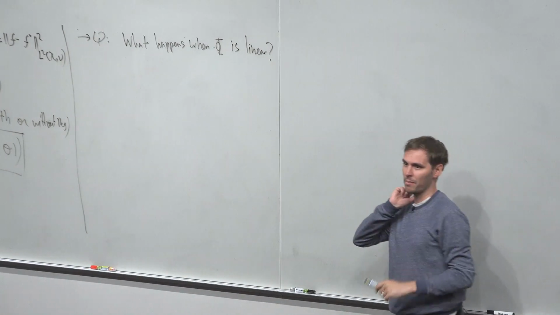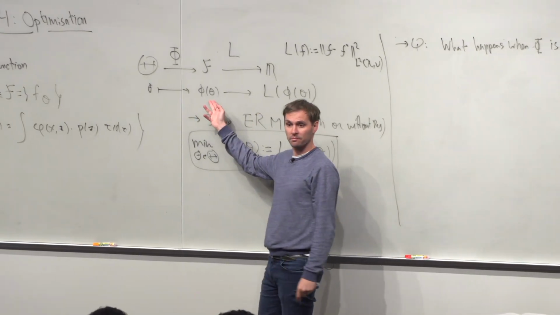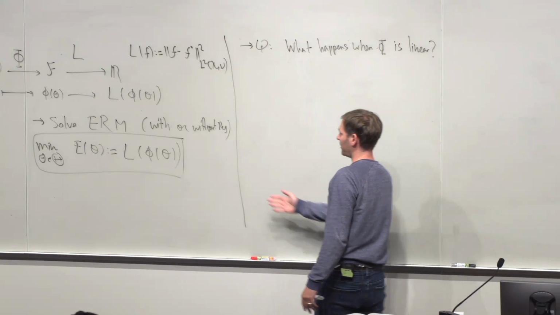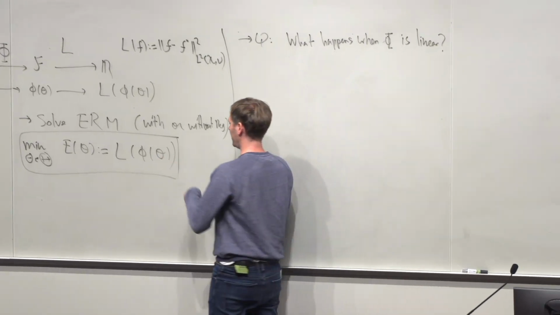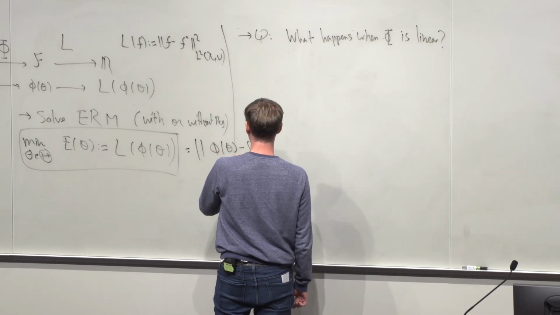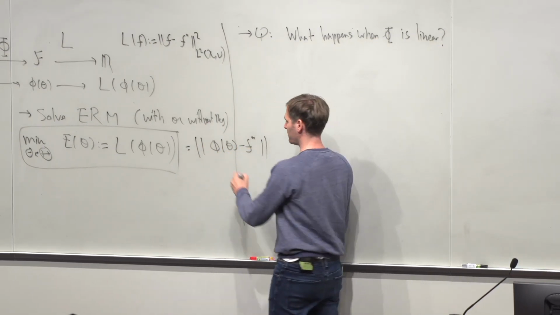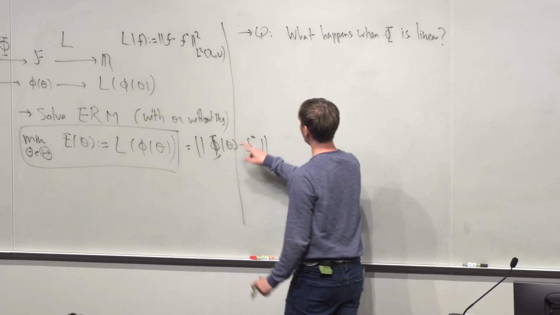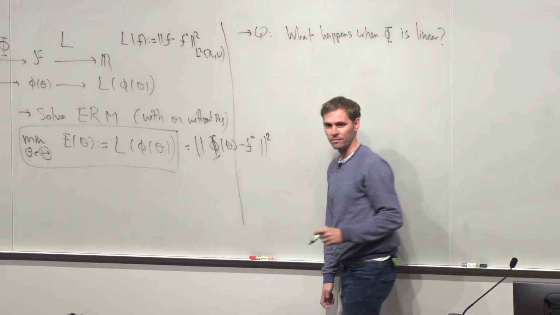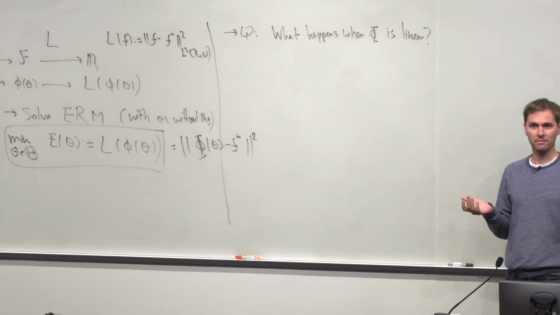So what happens when this mapping is a linear parameterization of functions? Should I be scared about this problem? So let's write it again. That would be phi of theta minus f star, and I need to minimize with respect to theta. Because when this mapping is linear, this looks like a least squares problem. It's a least squares problem in functional space.